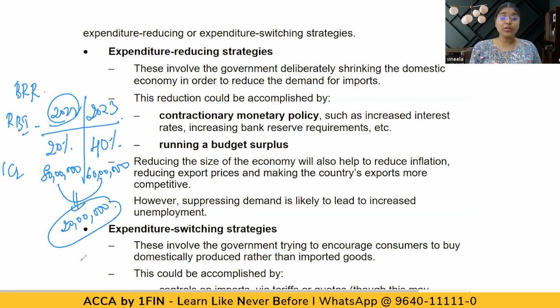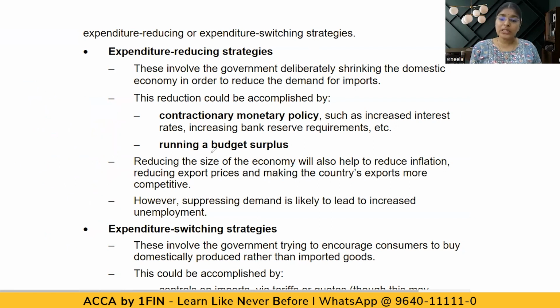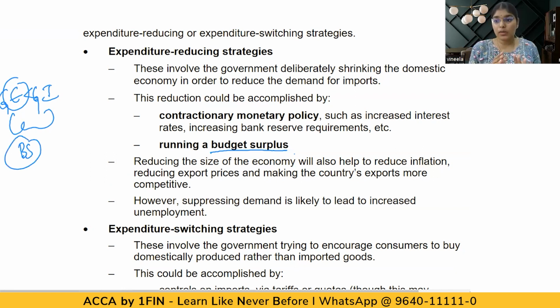So this is how you will try to reduce expenditure by shrinking your own economy, either by increasing your interest rates or by increasing the bank reserve requirements. Another thing you can do is run a budget surplus. This is the other concept where you run your budget at a surplus so that the domestic economy will get reduced. Budget surplus is nothing but your expenditure being less than your income. Government's expenditure will be less than government's income. So this state will be called budget surplus, where the government is not ready to spend more.